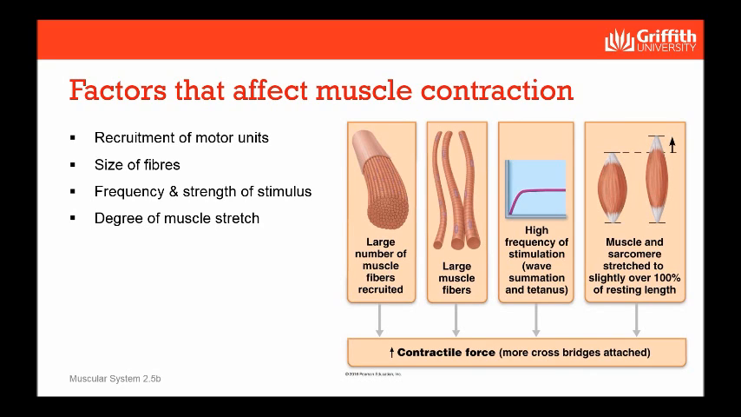Ideally, the muscle should be slightly stretched so that actin and myosin overlap, but there is room for more cross-bridge formation to occur and more forceful tension to develop.